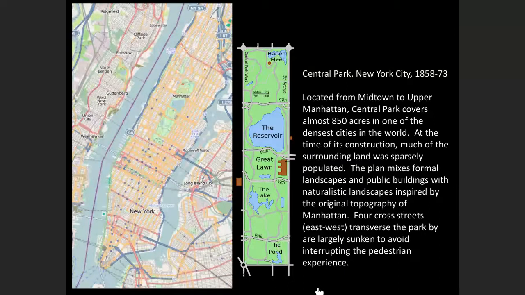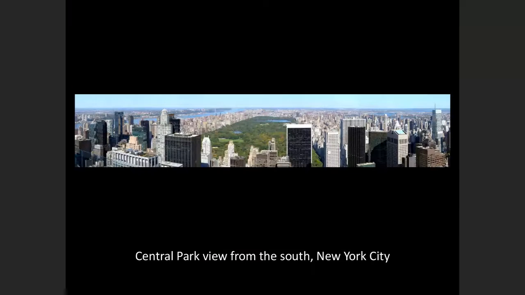It's so big that they had to have a number of streets crossing it east to west, and you can see 65th, 79th, 85th, 97th Street, so that if you're on Central Park East and you want to go to Central Park West, you can easily get through there by street.